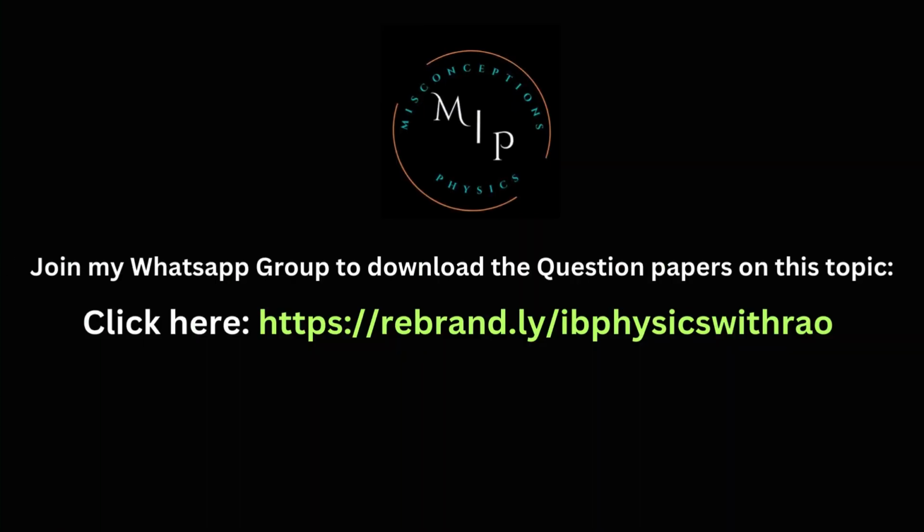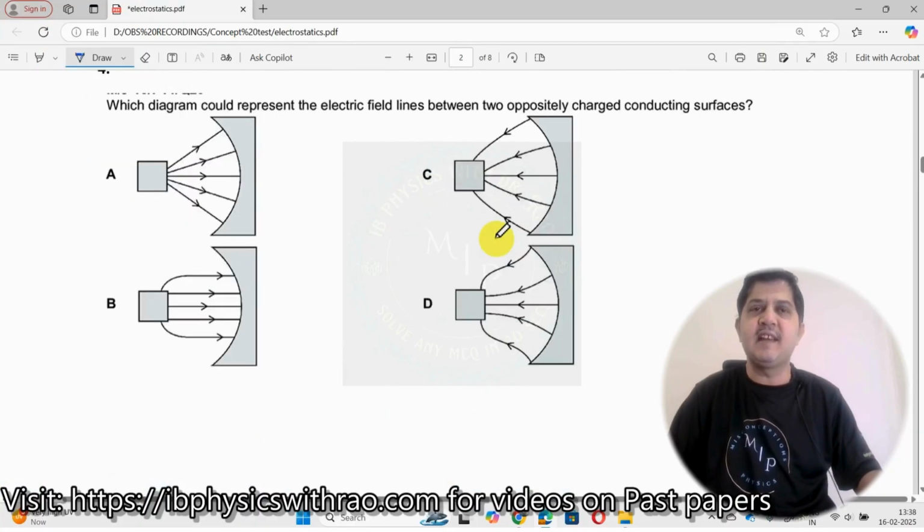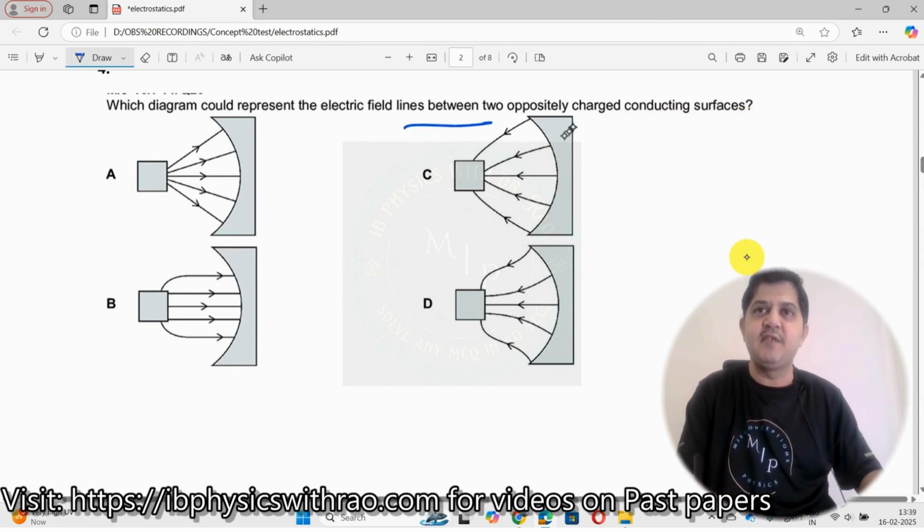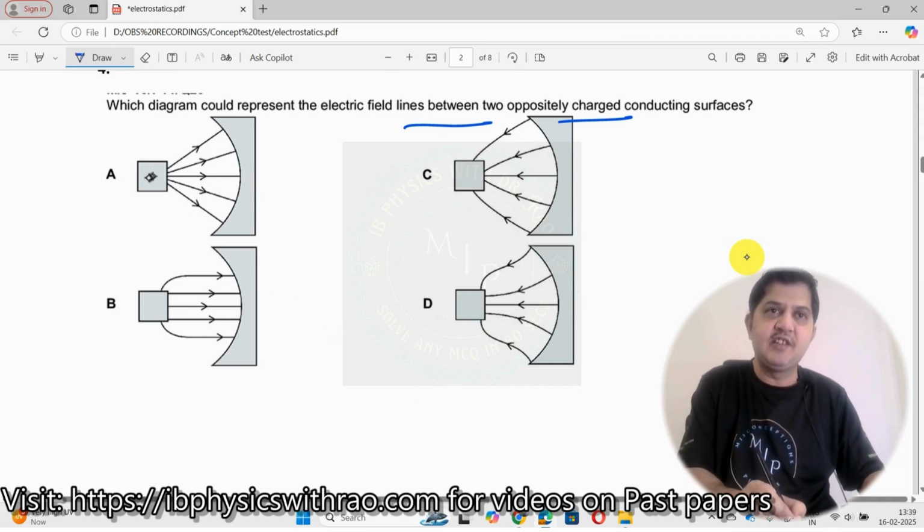Okay, then, which diagram could represent the electric field lines between two oppositely charged conducting surfaces? Two oppositely charged, that means two conductors which are oppositely charged surfaces over here. So now, if I consider this to be positive and this to be negative, positive will always throw all the field lines outwards, and negative will always attract all the field lines.